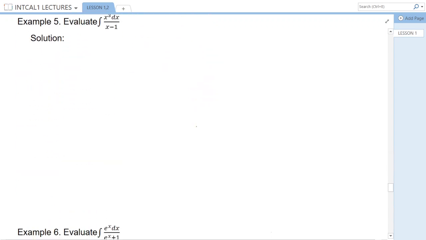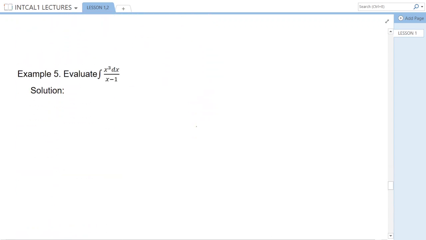Okay, example number 5. Let us evaluate this one. That is the integral of x cubed dx over x minus 1. Let us just simply divide this: x cubed divided by x minus 1. Don't forget your algebra. We are going to multiply by x squared, so that x cubed will be cancelled. x squared times x is x cubed minus x squared. Then let us subtract. That is negative, and this will become positive. So this one will be cancelled, and what remains is the positive x squared.